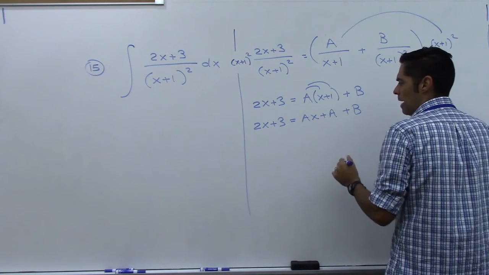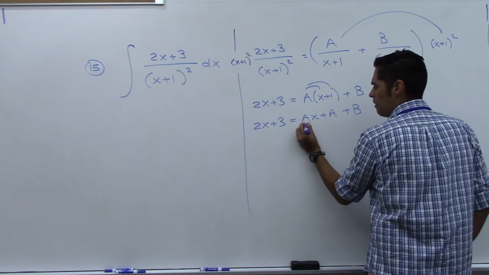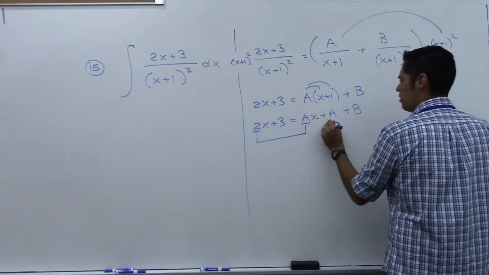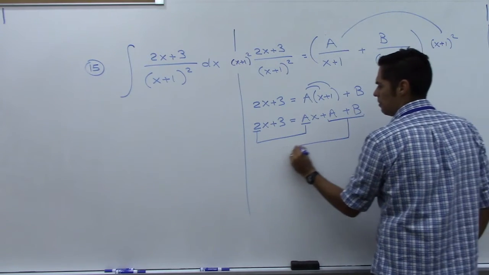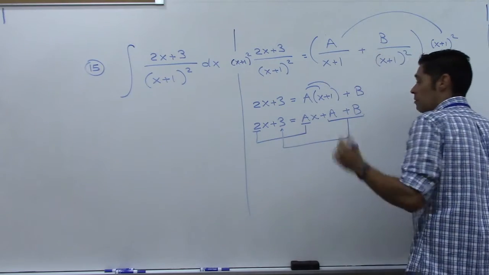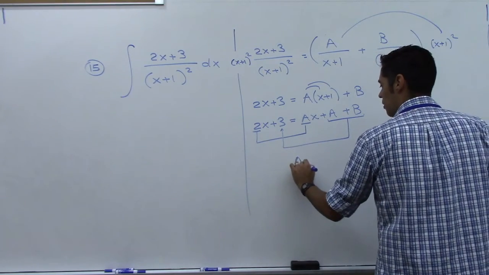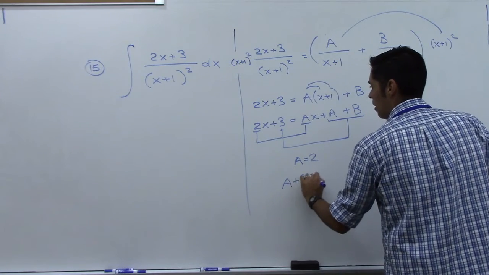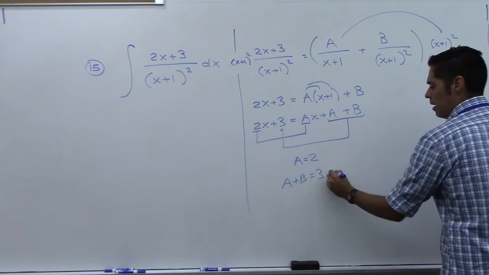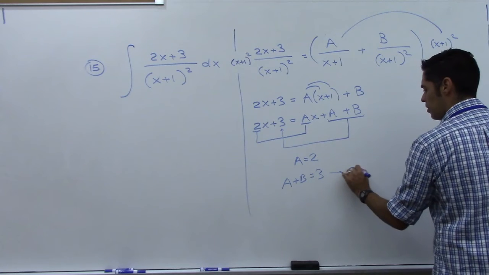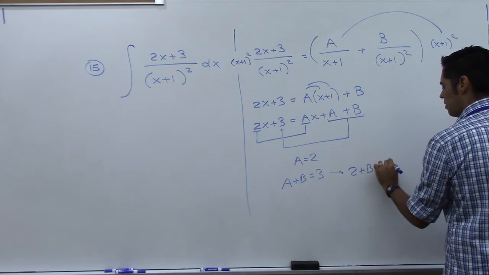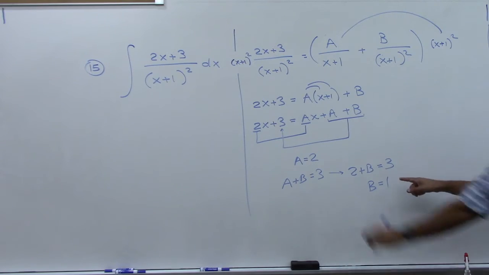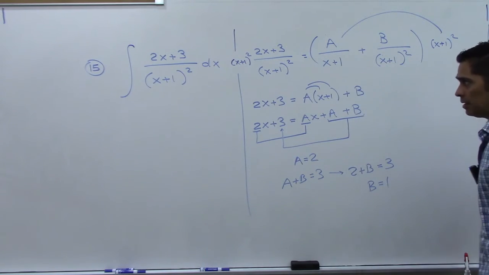And now I'm going to play a matching game. What's the number in front of x supposed to be? It's supposed to be a 2. What are the two numbers out here? They're supposed to be a 3. And so I'm ready right here. I know that a is 2. I know that a plus b is 3. But if a is 2, then this is 2 plus b is 3, which means b is 1. So I know what a is, I know what b is, and I can rewrite the integral now.